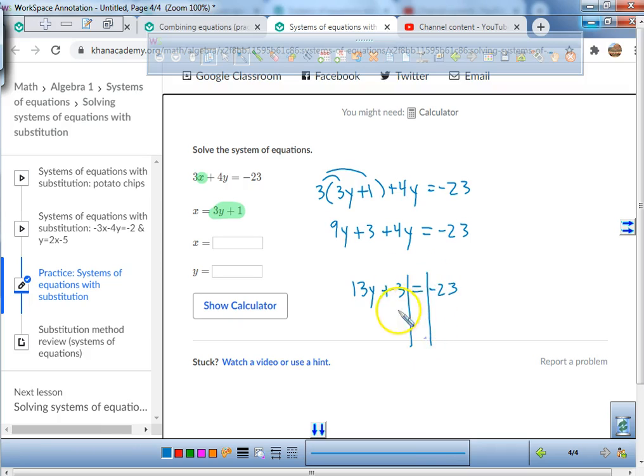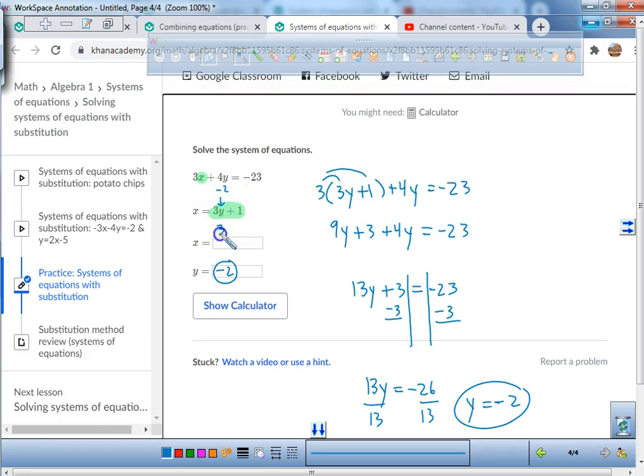To solve for y, I got to get rid of this positive 3. How do I do that? I take away 3 from both sides. I bring down the 13y. Add these together. That gets me negative 26. Divide both sides by 13. And y equals negative 2. So now that I know my y value is equal to a negative 2, all I got to do is take that guy and plug him in right here. So I'm going to plug in a negative 2. So 3 times negative 2 plus 1 is negative 6 plus 1, which gets me a negative 5. So I'm going to put negative 5 and negative 2.